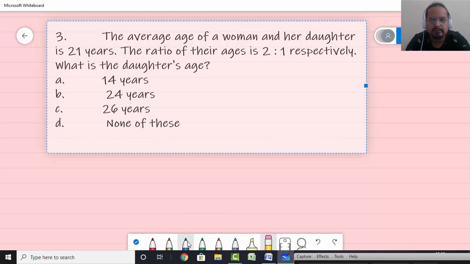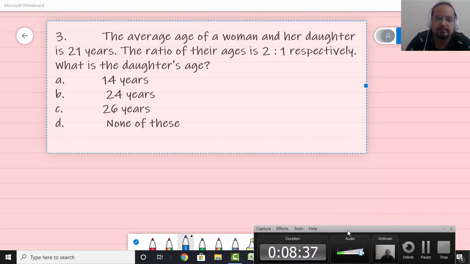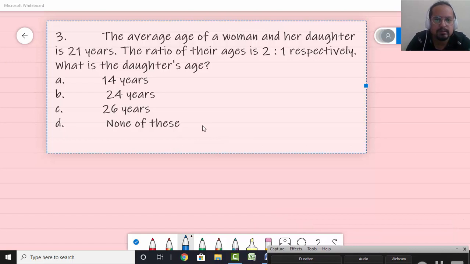So, reading this question now: the average age of a woman and her daughter is 21 years, and the ratio of their ages is 2 is to 1. What is the daughter's age? So, it's a simple question on the fundamental concept of average. The ratio of ages is 2 is to 1. So, let's say the woman and the daughter, in such questions, just make it simple, write it as 2x and x, and then it's given that the average age is 21.